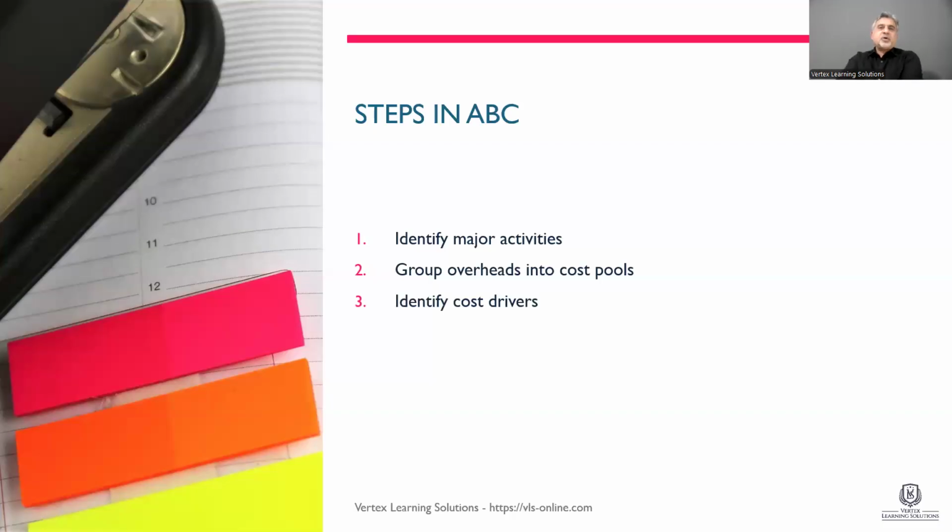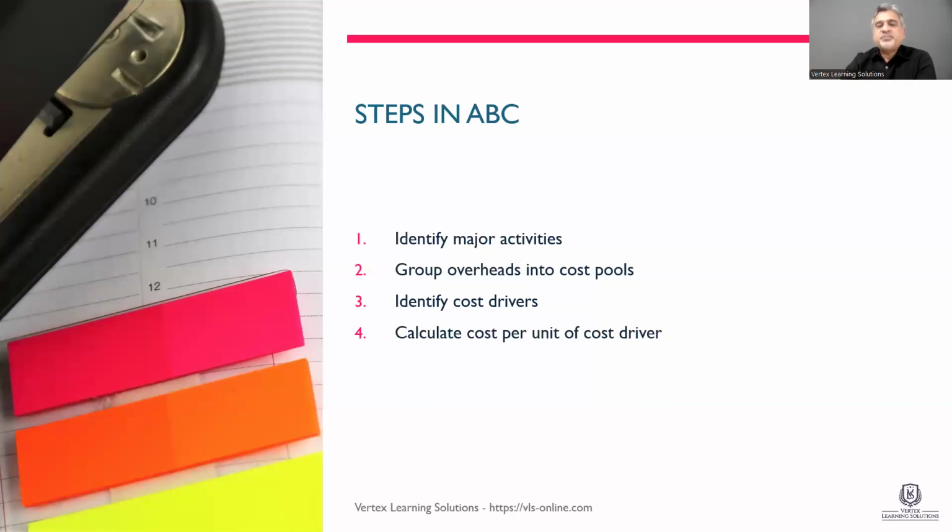Then we identify the cost drivers. Once we say these are 10 different costs that I can group together in one cost pool called delivery cost, now why am I incurring these delivery costs? What is the reason? What is the driver? What is the cause of these costs? That is the number of deliveries. The more deliveries I do, the more delivery cost I will have. So for delivery overhead, the number of deliveries will be the cost driver.